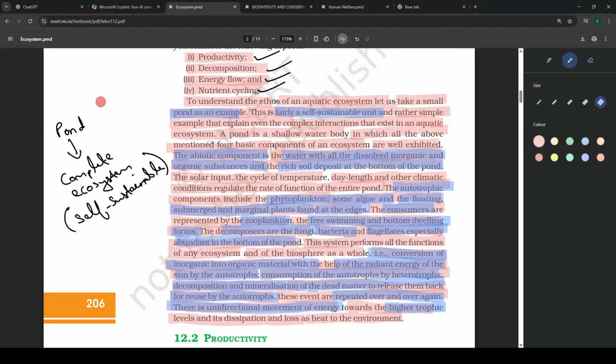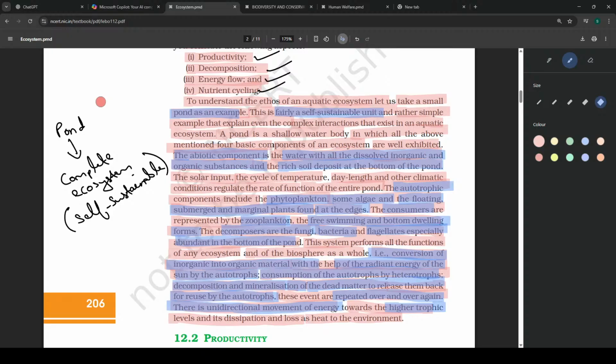The autotrophs here are phytoplankton. In a pond ecosystem, the autotrophs are phytoplankton, algae, and submerged marginal plants found at the edges. And coming to the consumers, we have zooplankton and some free swimming, bottom dwelling forms. And coming to the decomposers, which are as important as the producers and consumers, they are very, very important. The decomposers in a pond ecosystem are fungus, bacteria, and flagellates, which are abundant at the bottom of the pond.